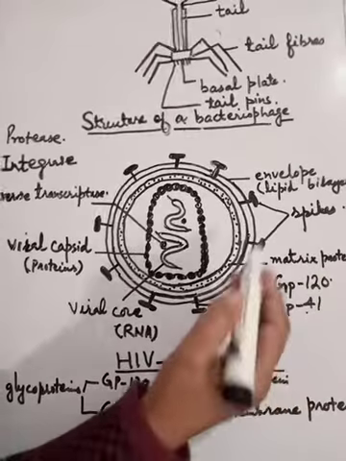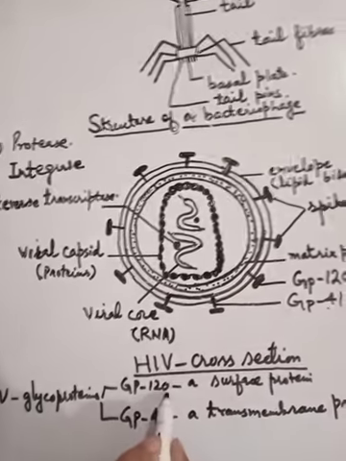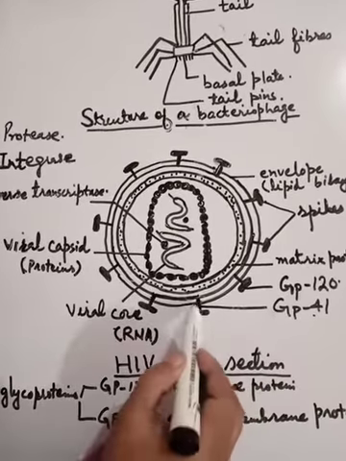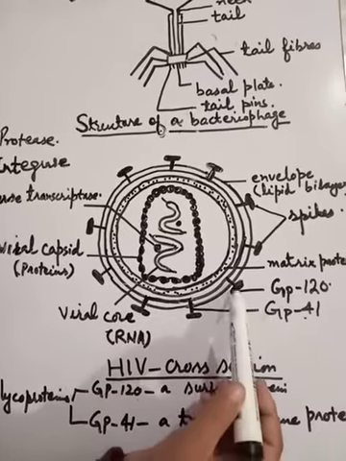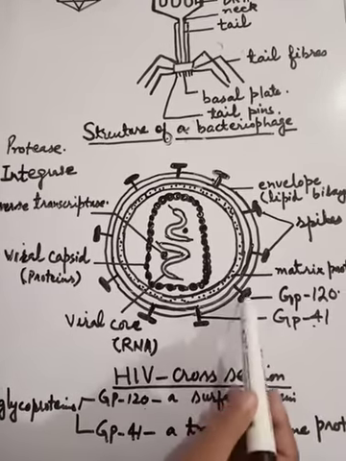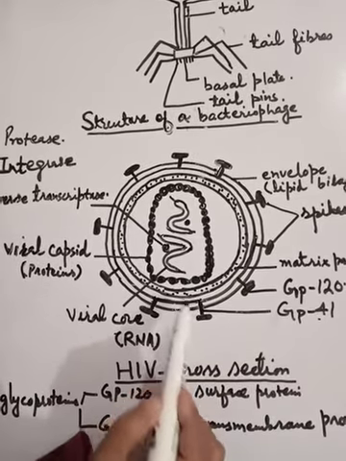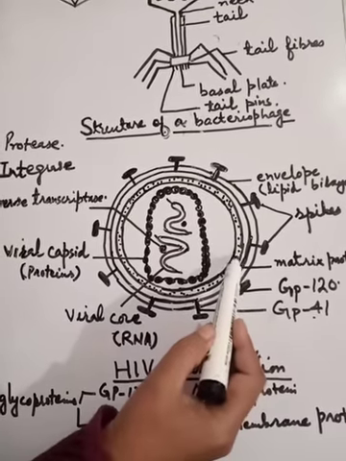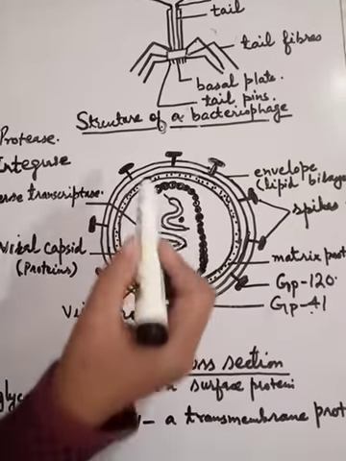These glycoproteins, they are of two kinds. One is GP120, which is also called as a surface protein, while the other one is GP41, which is a transmembrane protein. Both the proteins they are used to attach and to fuse the HIV virus with that of the host cell. Next part is a matrix protein. Matrix protein is a part or is a layer which is present between the envelope and that of the capsid.